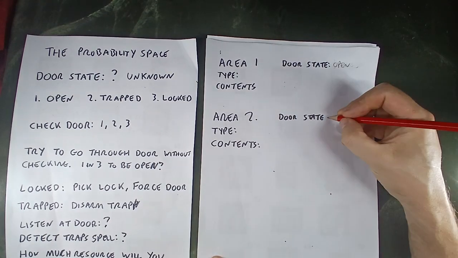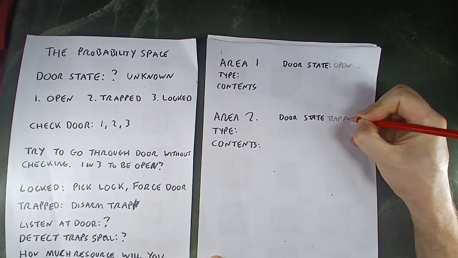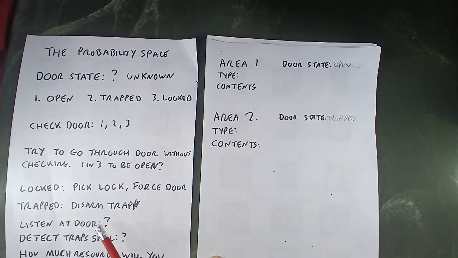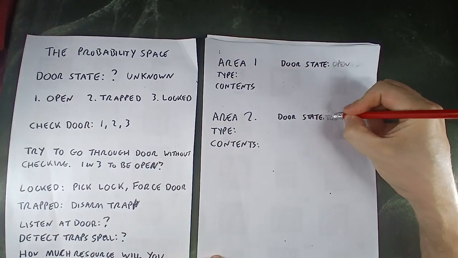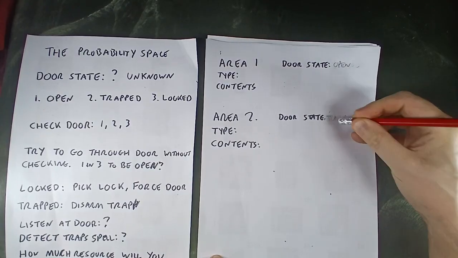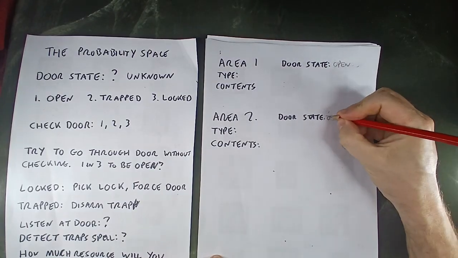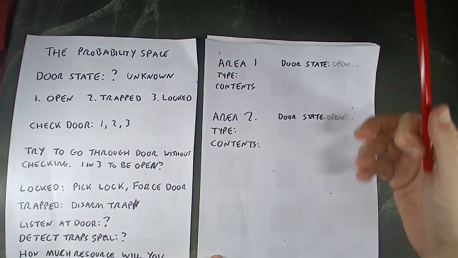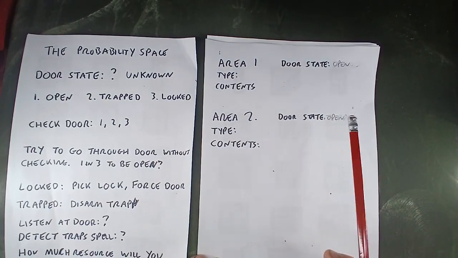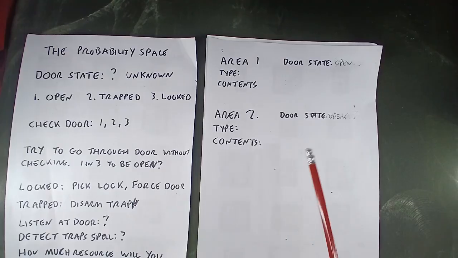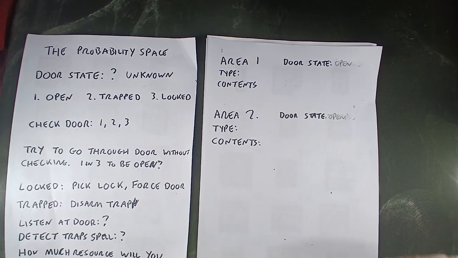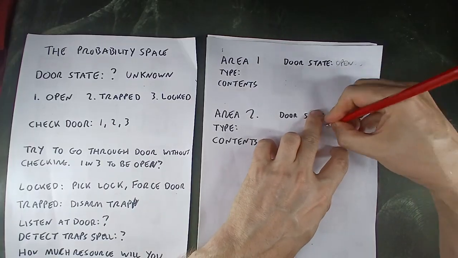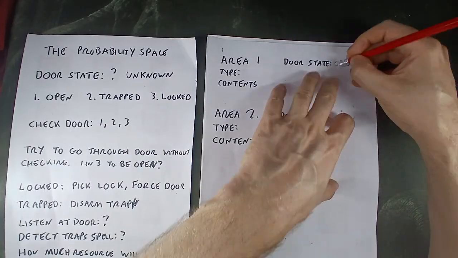If it was trapped, so we have another one that's trapped, you would do the disarm trap action, and if you're successful, you would then put that as open again. Therefore, you could leave through that open door. Pretty simple. And that is basically how you would then work in the probability space.